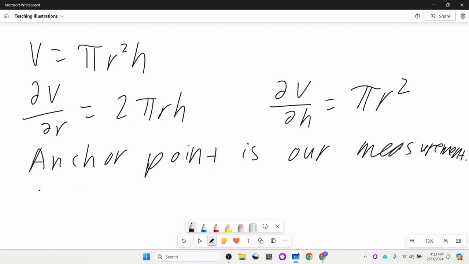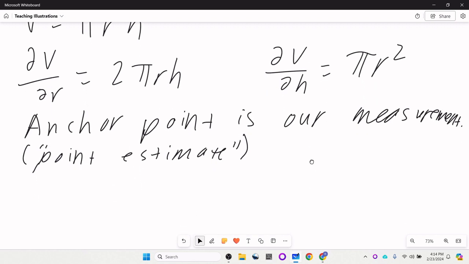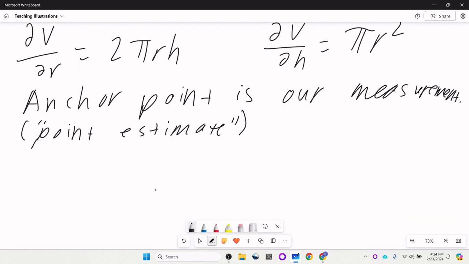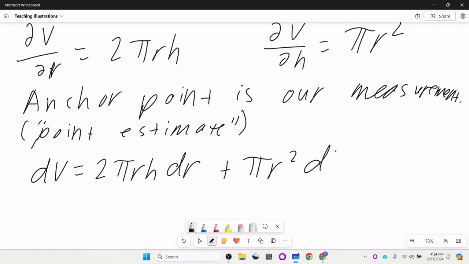Because we have no better estimate than the thing that we actually measured, so we might as well anchor it there. If you were taking statistics, they would call this a point estimate, meaning there's some error involved, but the default assumption is that our measurement was right, and then we allow a little bit of error. So dV would be 2 pi r h dr, this one had the r, plus pi r squared dh.